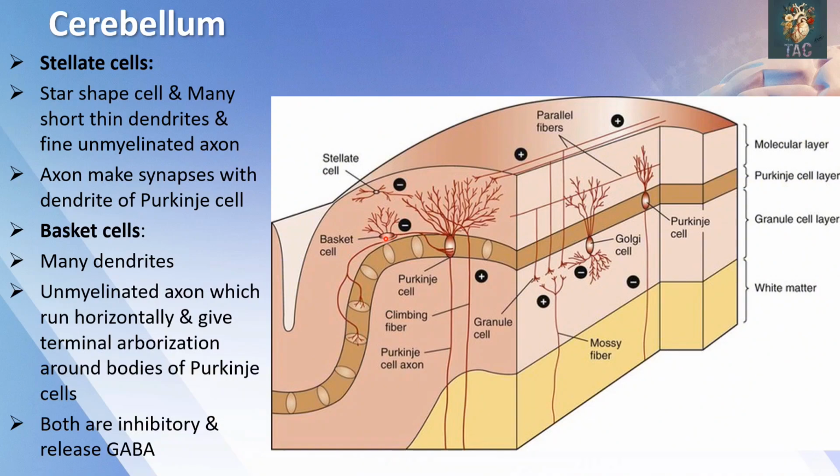Similarly, nearly 15 to 20 basket cells arrange themselves around the cell body of a single Purkinje cell, and they form a basket-like structure. That's why they are called basket cells. They have many dendrites and an unmyelinated axon which runs horizontally and gives terminal arborization around the body of the Purkinje cell. Here again you can see the axons of the Purkinje cell and the axons of the stellate cell. Both these types of cells are inhibitory in nature, and their neurotransmitter to the Purkinje cell is GABA, the gamma-aminobutyric acid.